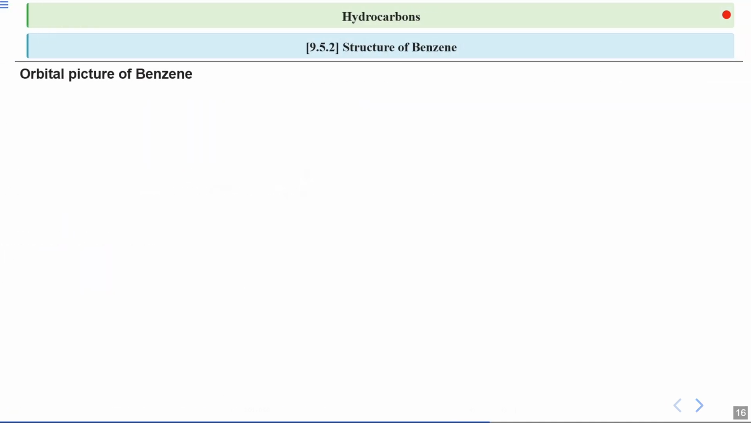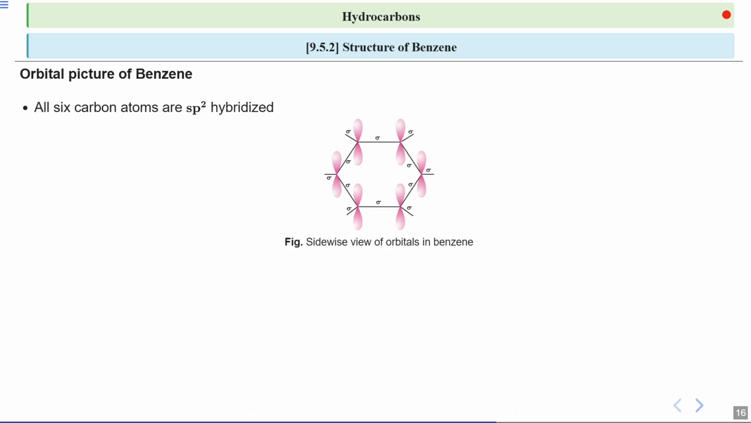Now, let us move on to the orbital picture of benzene. It is seen that all 6 carbon atoms in benzene are sp2 hybridized. It means one s orbital and 2 p orbitals combine together to form sp2 hybrid orbitals. These hybrid orbitals lie in a plane, which is important for the flat hexagonal shape of benzene. So the image here illustrates the bonding in a benzene-like system. What can you say here?